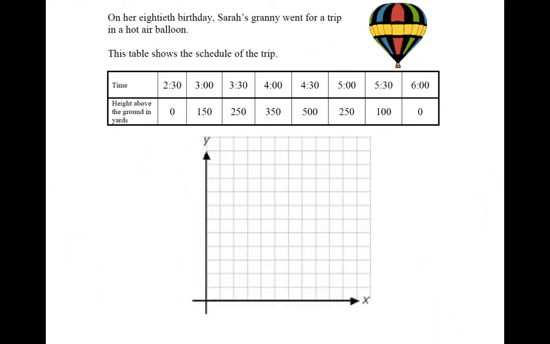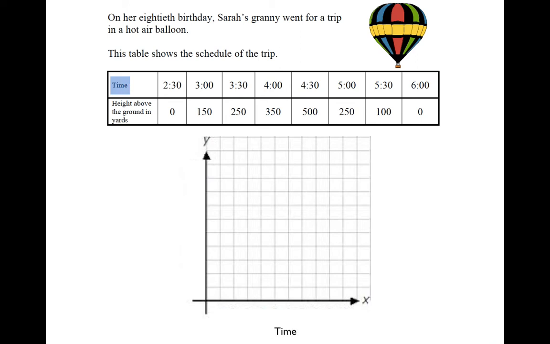Let's take a look at this problem. On her 80th birthday, Sarah's granny went for a trip in a hot air balloon. This table shows the schedule of the trip. So you see the times of 2:30, 3 o'clock, 3:30, 4 o'clock, 4:30. It moves in half-hour intervals. And the height above the ground, she goes 0, 150, 250, 350, 500, 250, 100, 0.